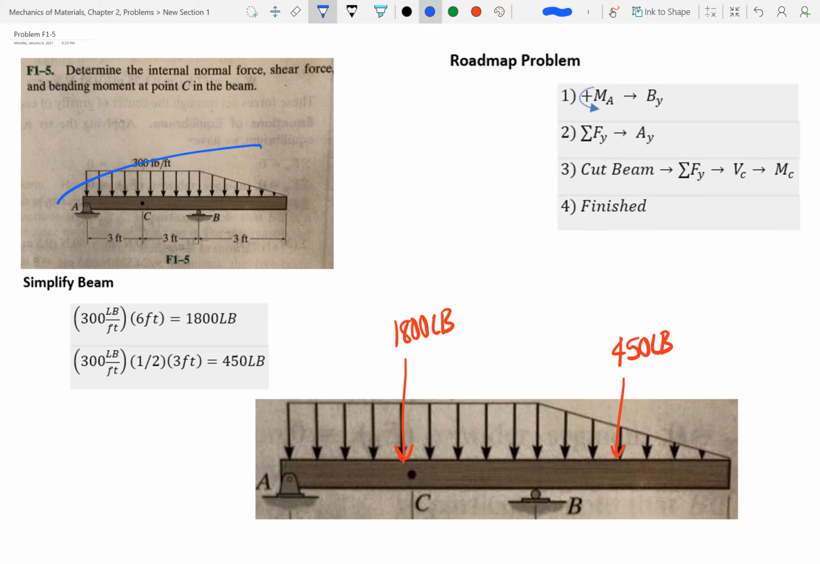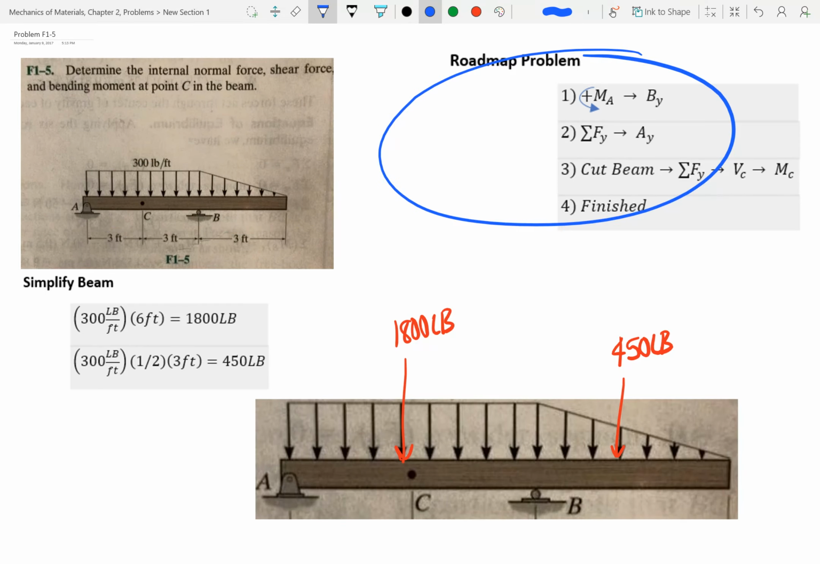Okay, so I'm working this problem right here. We're gonna find normal force, shear force, and bending moment. So first thing you want to do is you don't want to jump into this blindly. You want to go ahead and road map the problem. So how do we do that?